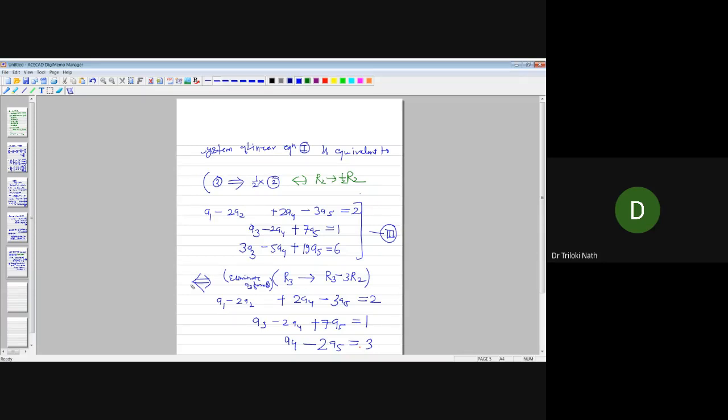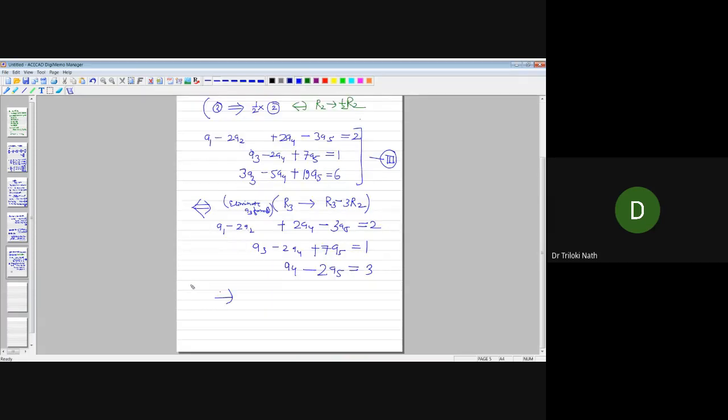Now this system is again equivalent, and what we are going to do is eliminate a4 from equations 1 and 2. If you observe what we did, we eliminated a1 from equation 2 and equation 3. Similarly, we eliminated a2 from 2 and 3 without any effort, because when we eliminated a1, a2 was automatically eliminated.